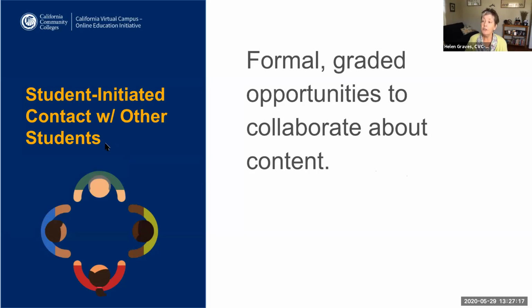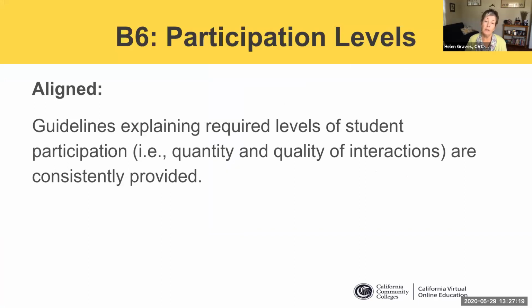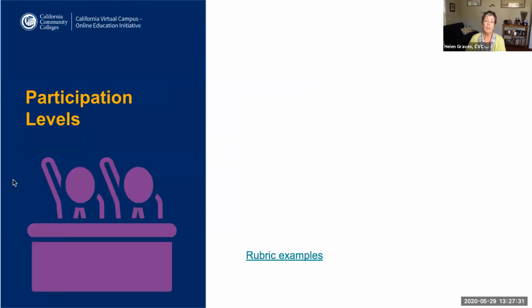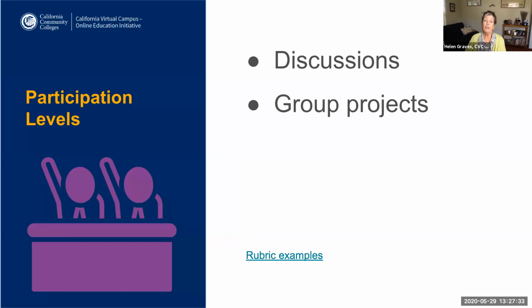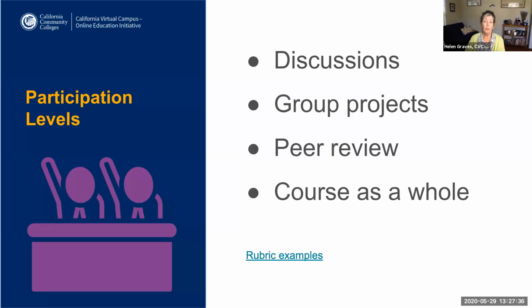And our last rubric item is B6, and that's about participation levels. Students need to know what's expected of them in terms of participation, particularly in an asynchronous environment. So this is going to include details about discussion participation, both for the initial post and for replies to classmates, plus expectations for involvement in group projects or peer review assignments or whatever else. A well thought out rubric can really help with that.